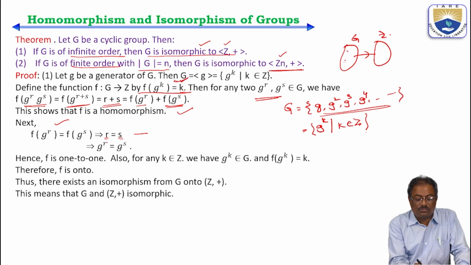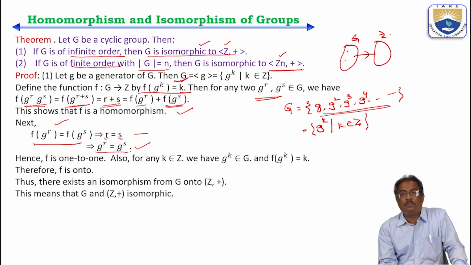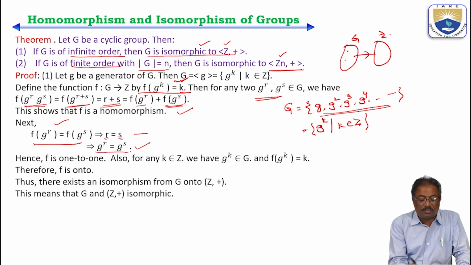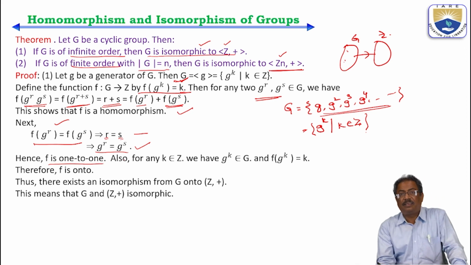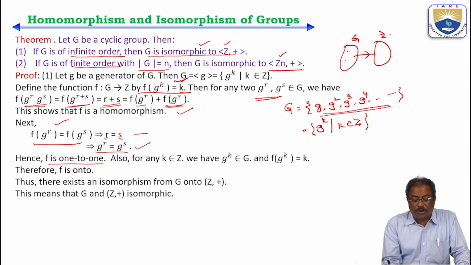What about R? Once again, if the images are the same, G power R is equal to G power S. So the elements are also the same. So we can say that it is one-one.